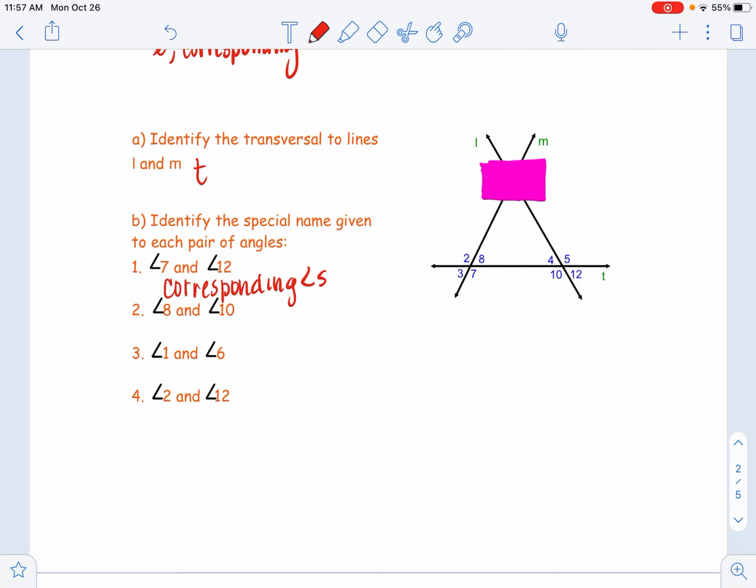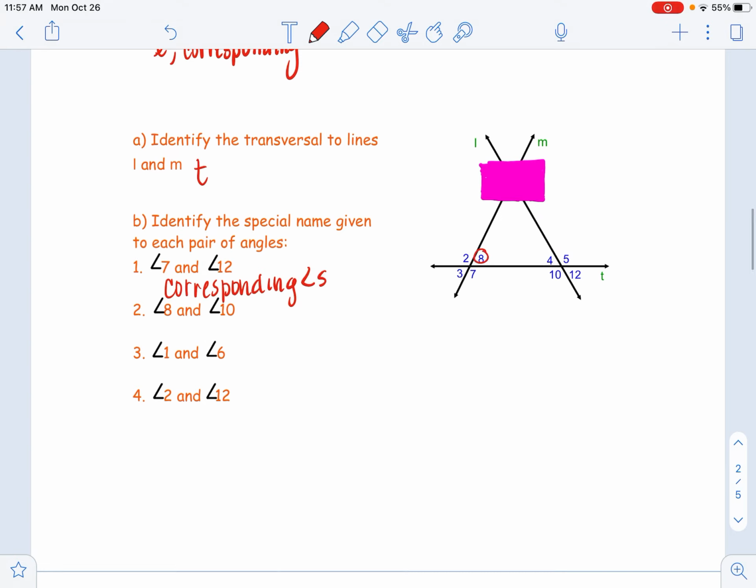Next we have 8 and 10. So first 8 here, 10 here, they both touch T. So my double lines are right here. They're both on the inside, but they're on different sides of the transversal, so alternate sides. So alternate interior angles. Please don't abbreviate these A or C angles. Please make sure you're using the right words. You can abbreviate alternate, ALT, interior, INT, but that's about it.